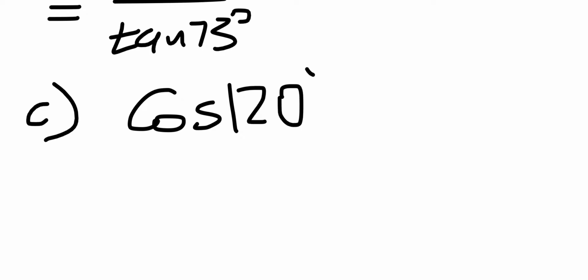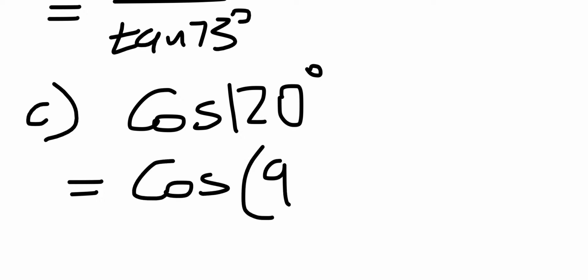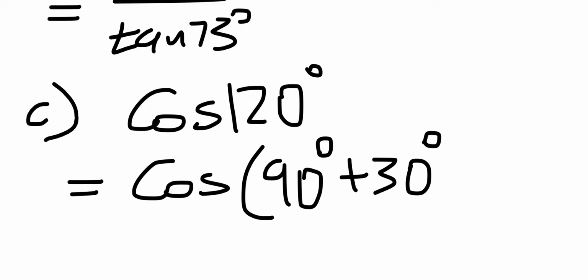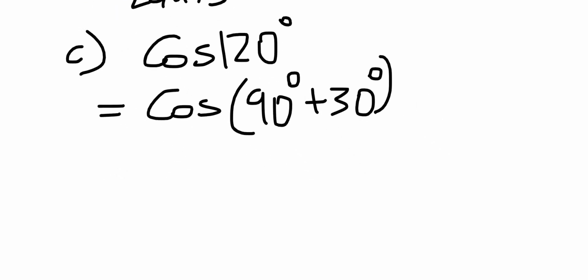cos 120 degrees, where we will say in which quadrant? Second quadrant. And in the second quadrant, that's when you have cos of 90 degrees plus, is it going to be 30? Yes, it's going to be 30. So can you see my first step? I'm not changing anything, honorable member. I'm just rewriting it exactly as it is.